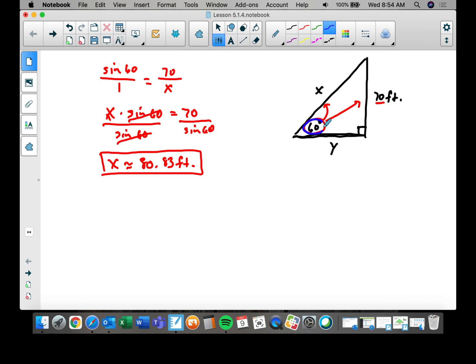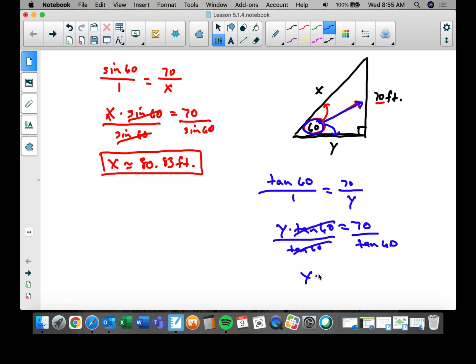I once again am going to use my 60-degree angle. 70 is still the opposite leg, but now y is the adjacent leg. So if we're using the opposite leg and the adjacent leg, that is a tangent problem. So the tangent of 60 degrees over 1 is equal to the ratio of opposite leg to adjacent leg. That's 70 over y. And now we can go through and I can cross multiply. y times the tangent of 60 is equal to 70. I can now divide both sides by the tangent of 60 in order to get y by itself.